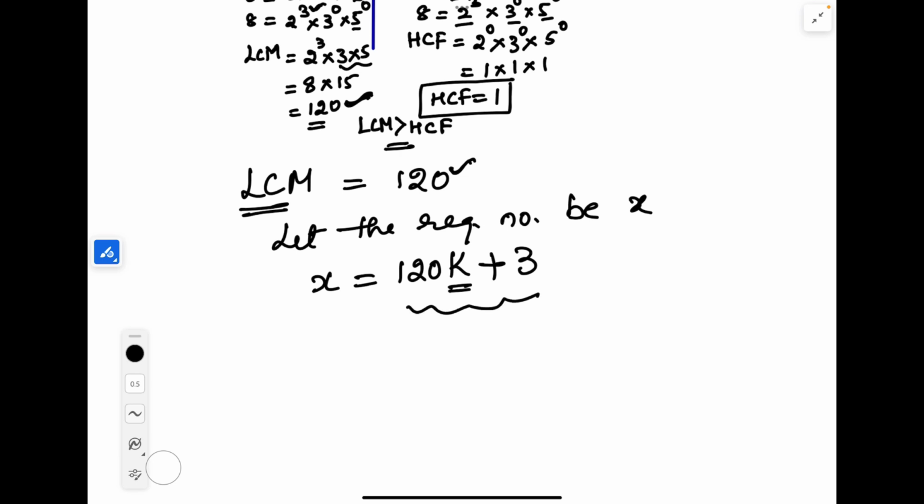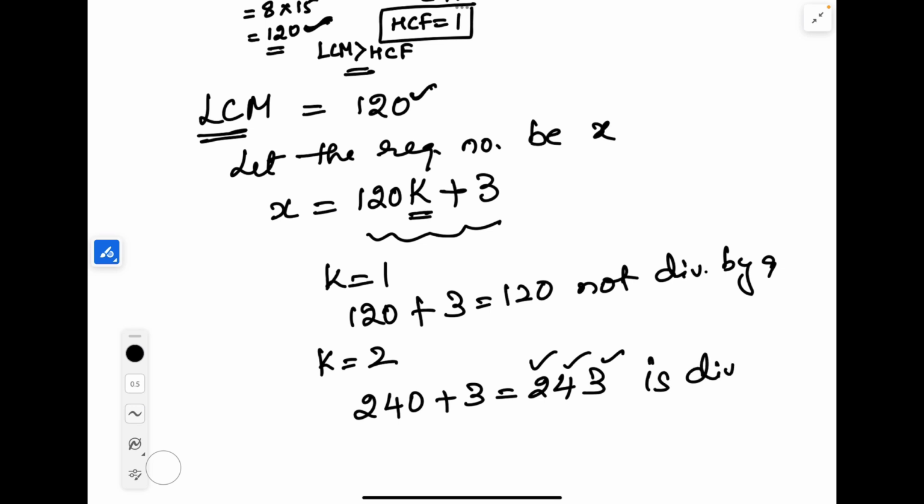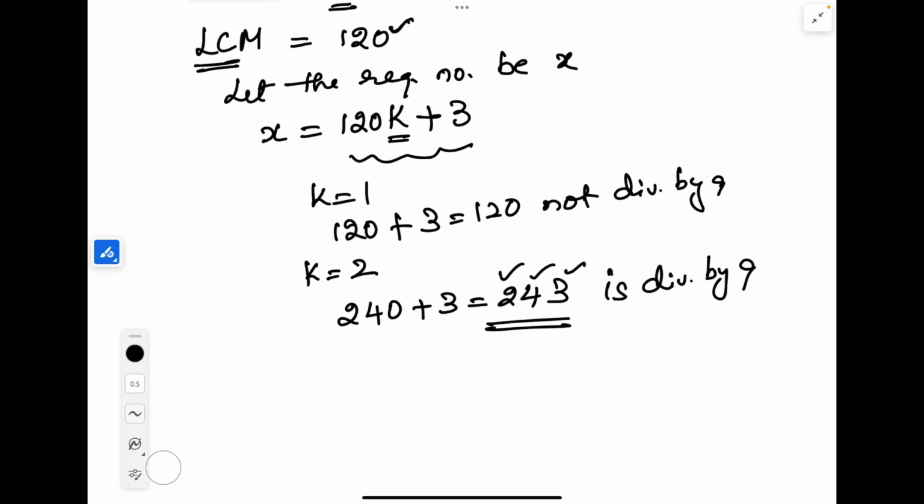Let us see. If we put k is equal to 1, we will get 120 plus 3, which is 123. It is not divisible by 9. Let us take k is equal to 2. 240 plus 3 is 243. Let us check: 2 plus 4 plus 3 is 9. It is divisible by 9. Therefore, 243 is the required number.